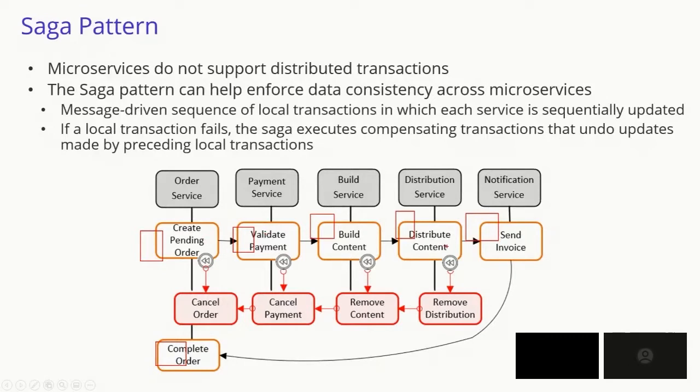If something goes wrong, say for example, in the distribution service, and we can't ship this, then we need to back out each one of those transactions. So notice in red, we have compensating transactions. If the distribution service were to publish a distribution failed event, we would remove that distribution, and publish an event that the build service would grab. It would remove the content, and publish an event that the payment service would grab. It would cancel the payment, and publish an event that the order service would then grab, and then the order service would cancel the order.